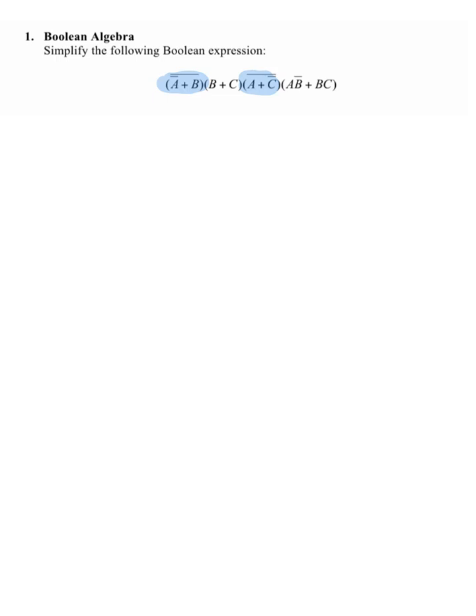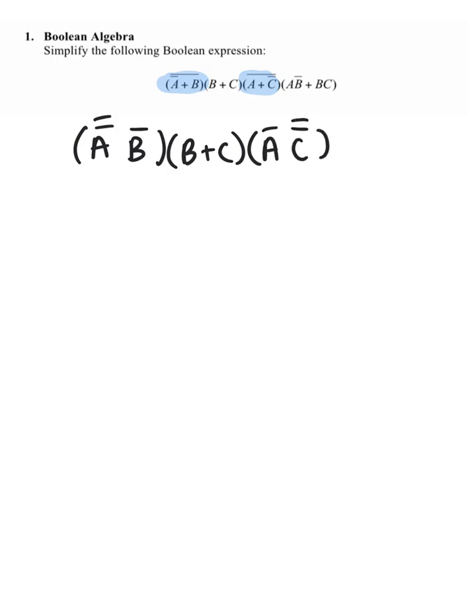So as we know, not (A plus B) is the same thing as not A times not B. So we're going to apply that here, and we get not A times not B times (B plus C), and then the same thing here, not A times not C times (A not B plus BC).